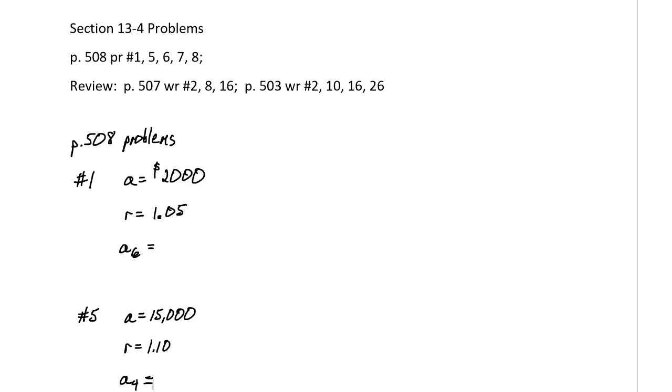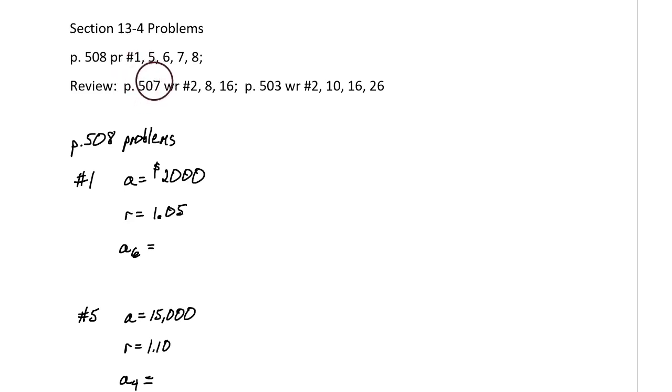Here are the answers for the section 13-4 day 2 homework assignment, where we have some word problems. On page 508, problem number 1. The man who has invested in a stock found that in 1 year through dividends, his income increased by 5%. If his income were to continue to increase at that rate for 5 more years, and his original income was $2,000, what would his income be at the end of this time?